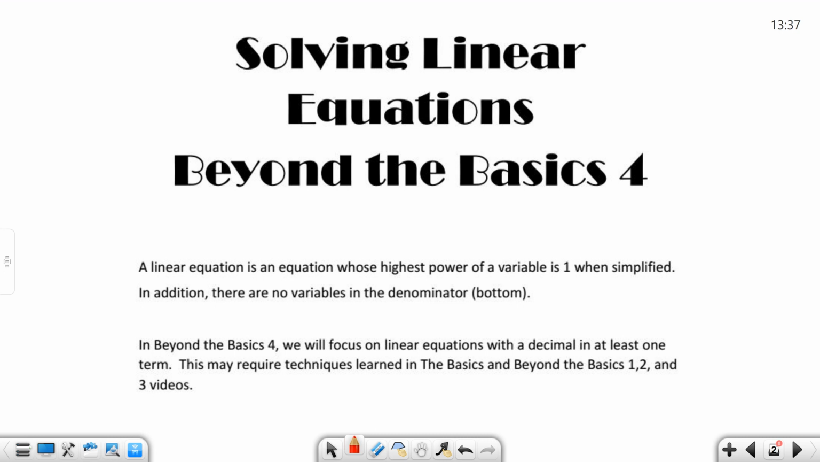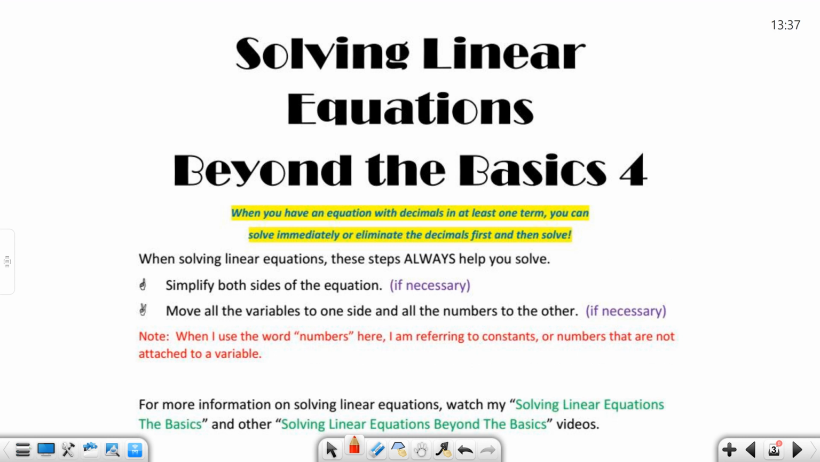So decimals are basically fractions. So when you have an equation with decimals in at least one term, you can solve immediately or eliminate the decimals first and then solve. All right? Again, I just said that decimals are like fractions. I eliminate my fractions first. I mean, sometimes with decimals, like the first example I have on here is going to be much, much shorter if you just solve it right off the bat than if you change everything and then try to change everything back and whatnot. All right?